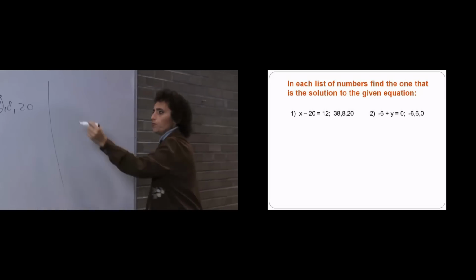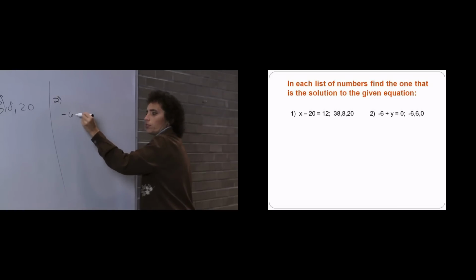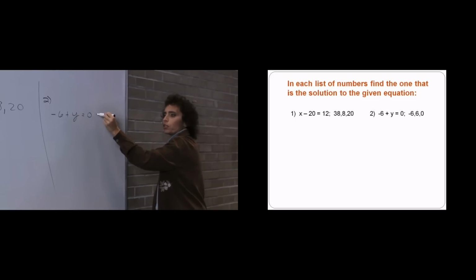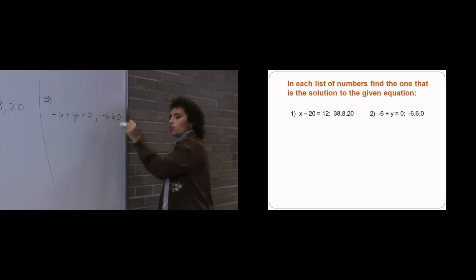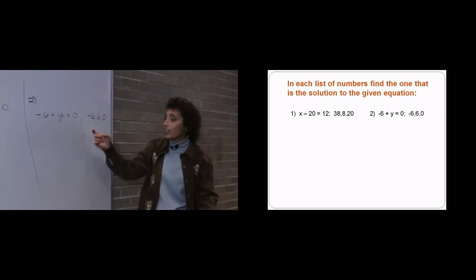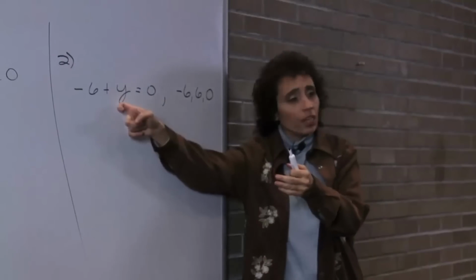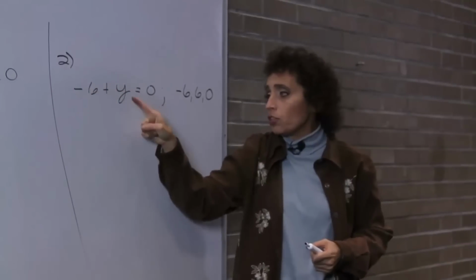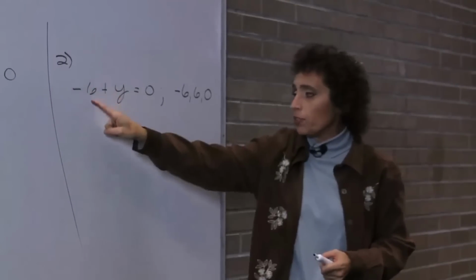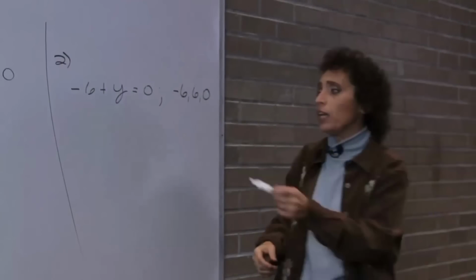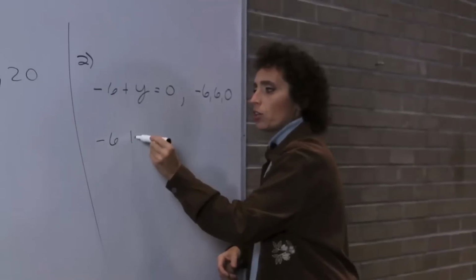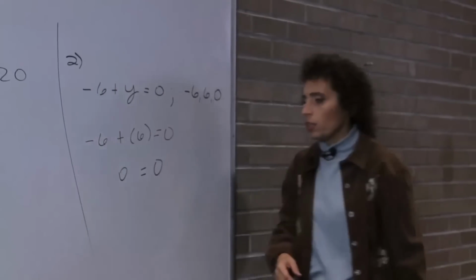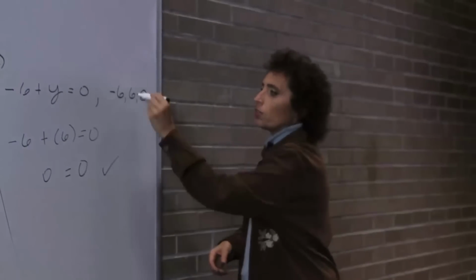Let's look at number 2. Number 2 says negative 6 plus y equals 0. Oh, much better marker. Negative 6, 6, 0. Okay, here's the deal. I can try to push all of these in here and substitute them, or I can use a little common sense. We know opposites have a sum of 0. So this must be the opposite. So the opposite of negative 6 is 6. But if you didn't see that, I can just check that. Negative 6 plus 6 equals 0, and that does check. Okay? So the answer here is 6.